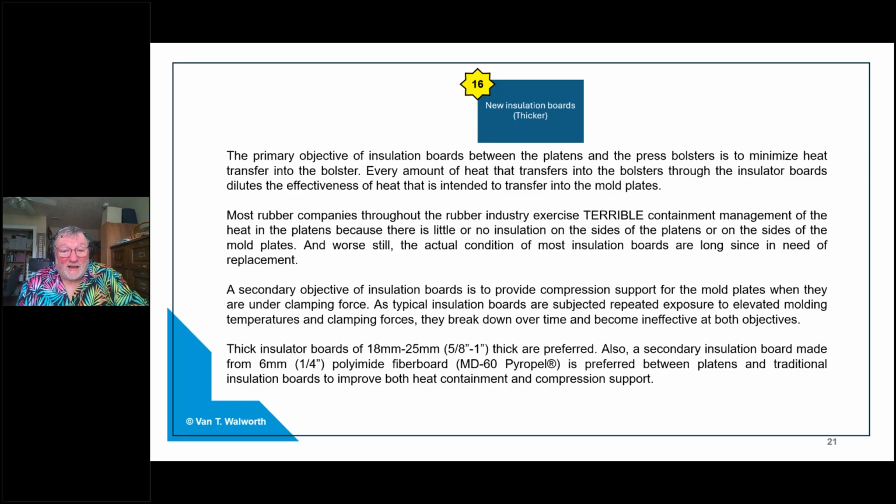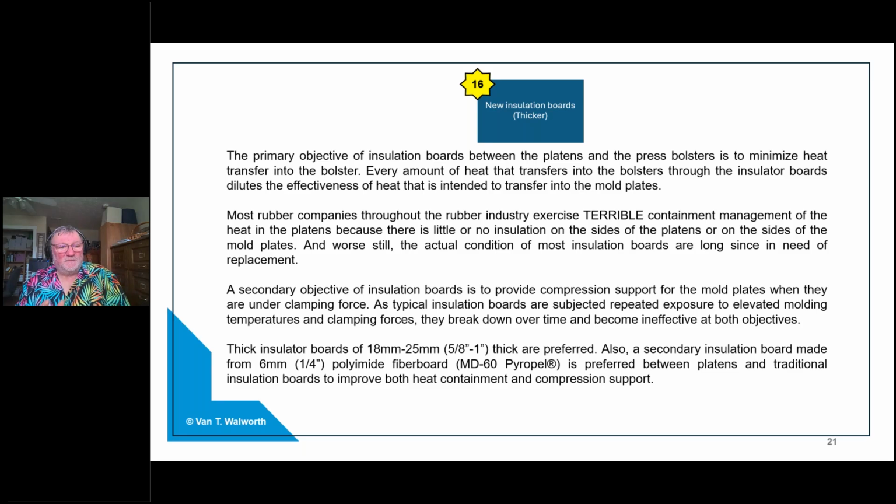And so if you're buying a press and you were to specify, I'd like a 25 millimeter thick insulator board, they say, well, that's going to cost you. Well, maybe it should, because if you get a thin insulator board, it's costing you anyway. Now it's costing you with every heat cycle that you run for however many years that you're trying to use that insulator board. And so it's better to go up front and do it right to start with.